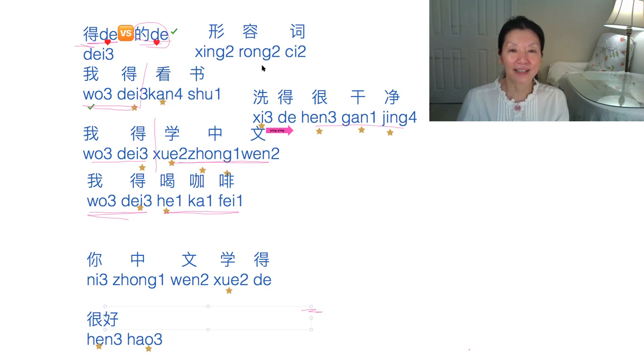学得很好. 学, study, how? Very good. In Chinese we need to add the 的, no meaning, just to join the verb and the adjective 形容词 together. So when we use the 的 after a verb, I can say 100% it is after the verb plus the adjective. 形容词.